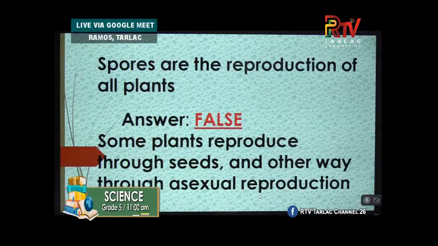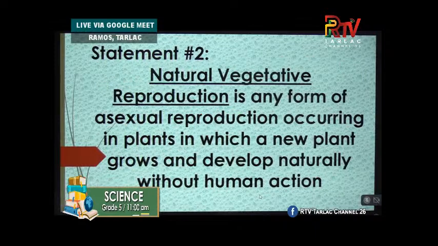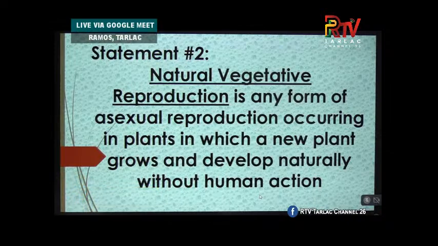How about in number 2? Natural vegetative reproduction is any form of asexual reproduction occurring in plants in which a new plant grows and develops naturally without human action. I will repeat. Natural vegetative reproduction is any form of asexual reproduction occurring in plants in which a new plant grows and develops naturally without human action. What is your answer? Excellent, kids. The answer is true.